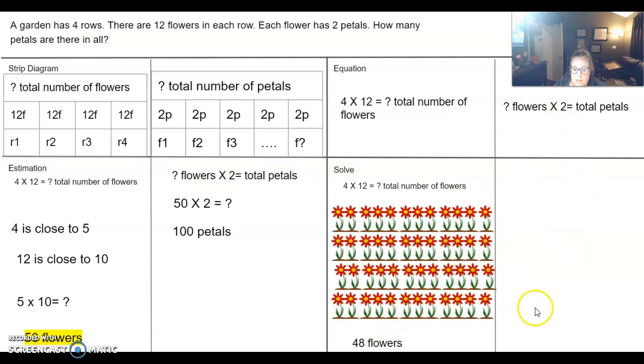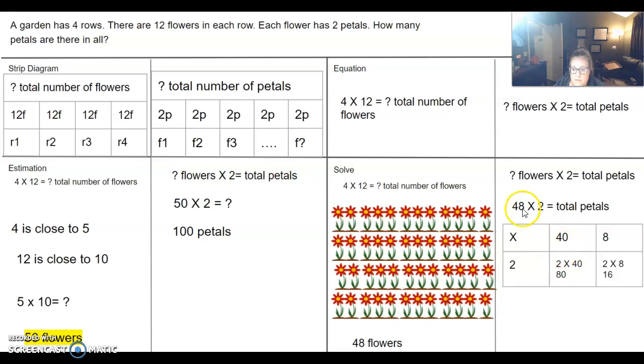I'm going to then move to my second step. So I'm going to go ahead and bring my equation down. However many flowers times 2 equals the total number of petals. Well, I just figured out I have 48 flowers, so I'm going to go ahead and fill that in. So 48 times 2 equals my total number of petals. This time I'm going to go ahead and use my partial products method to solve. So I'm going to set it up. I have decomposed 48 into 40 and 8, and then my 2 is over here.